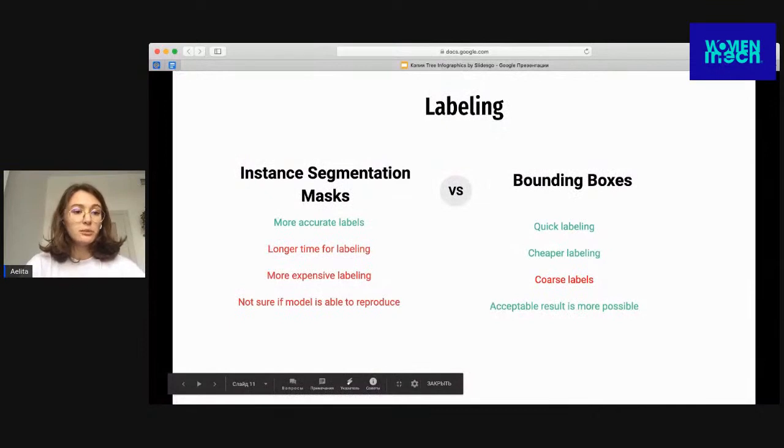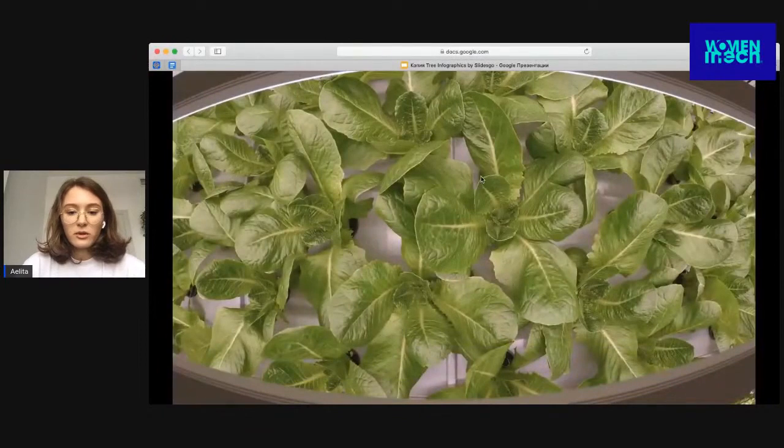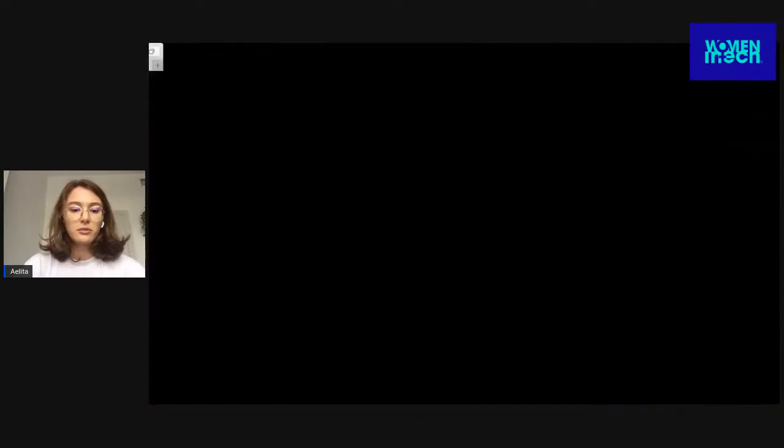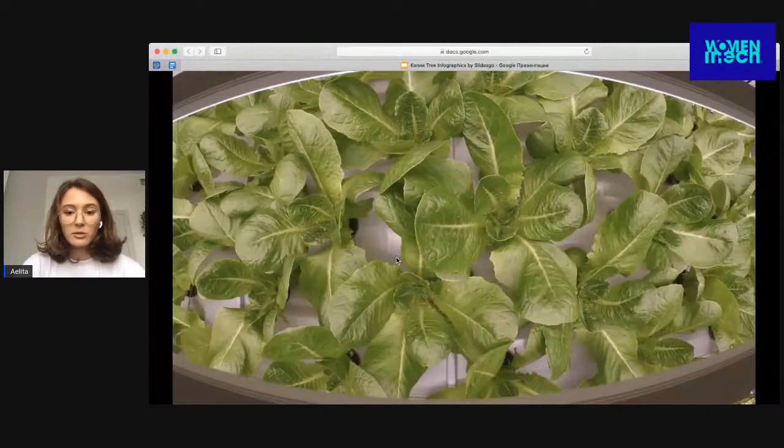And here comes the question about labeling. At first we thought to just create instance segmentation masks, meaning to segment each plant like this, but the problem is that this process is really time consuming and expensive. Also, we were not sure if the model would be capable of learning whether a given leaf corresponds to a particular plant or not another, because even for a human, it's sometimes really hard to understand if this particular leaf corresponds to this plant and not this.